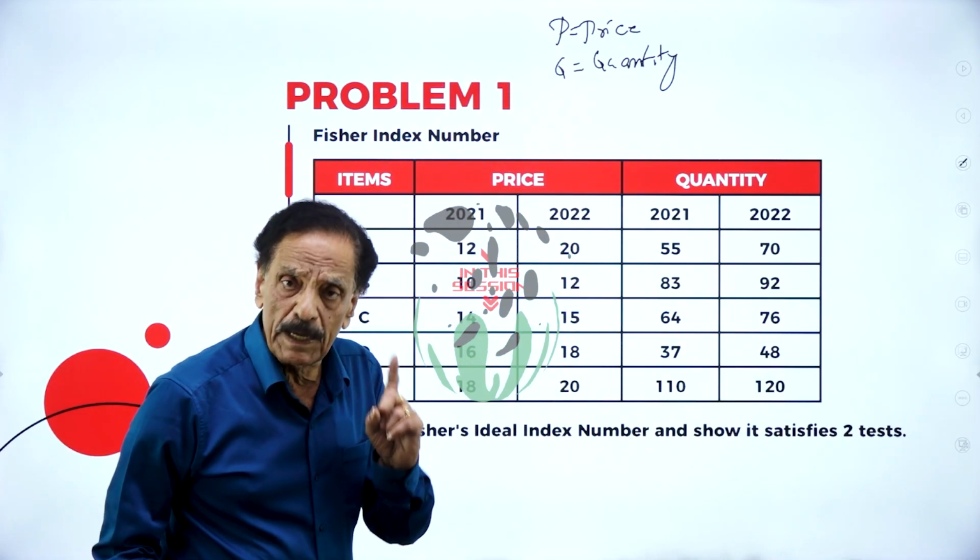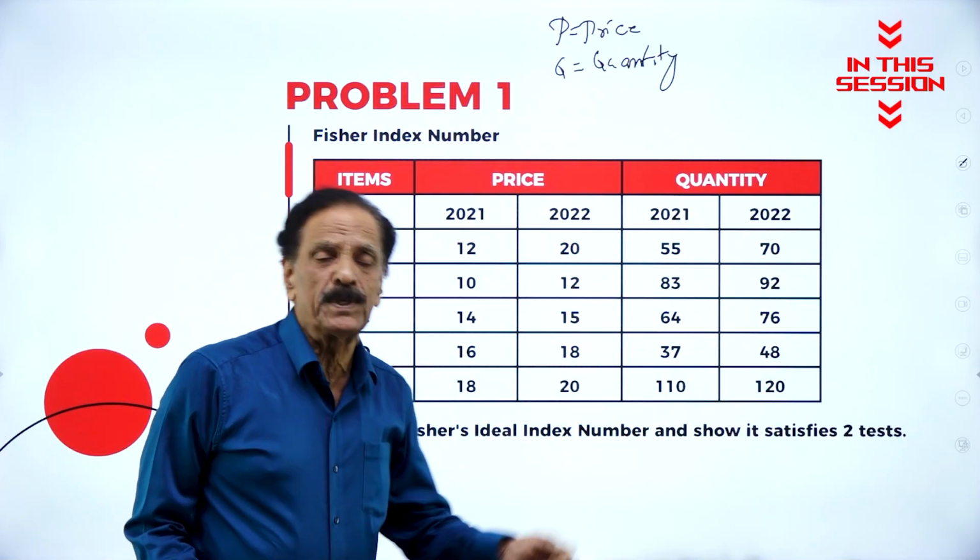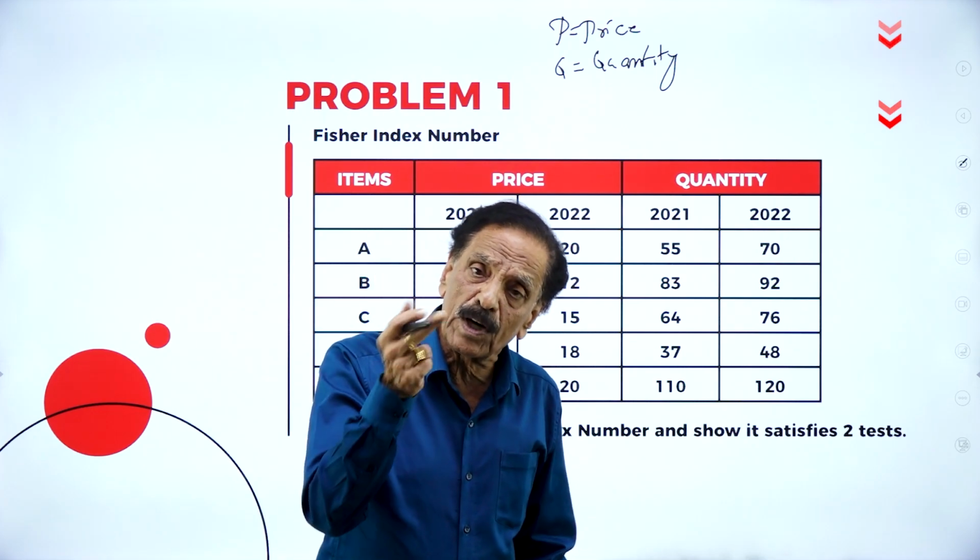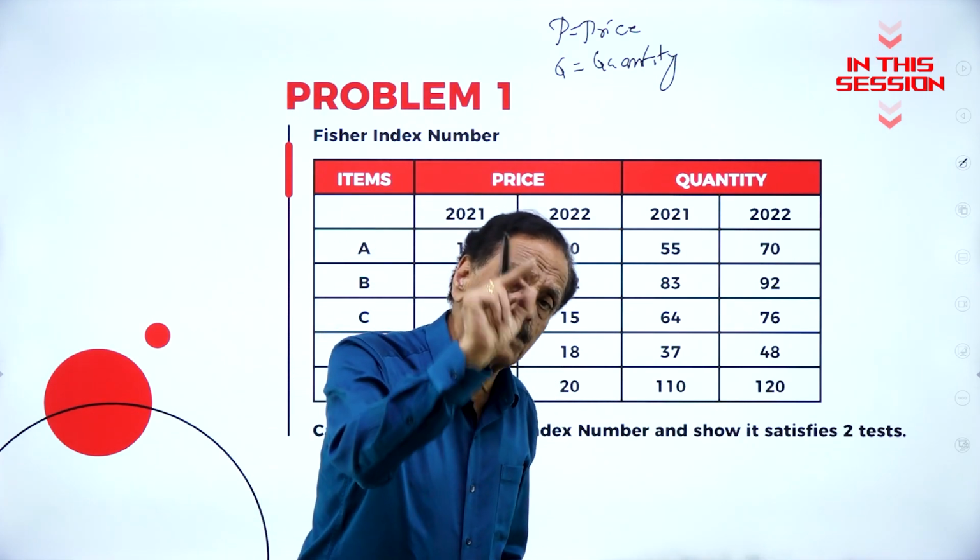P1 means current year price. P0 is base year price. Q1 is equal to current year quantity. Q0 is base year quantity.